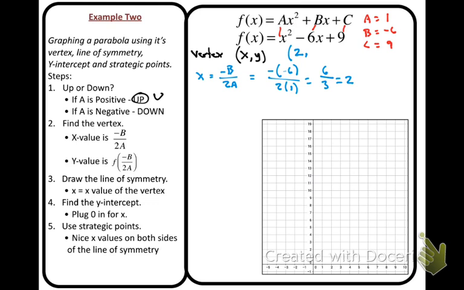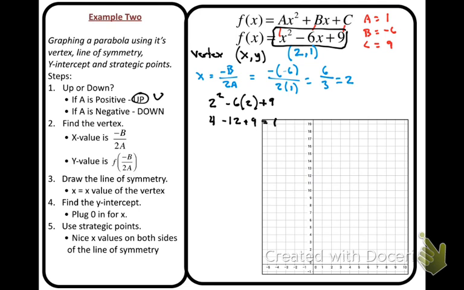Now to find the y value of the vertex, we have to take our x value and plug it back in. And we're going to plug it back into here. Right, so I know x is 2. I've got to plug 2 in. So that's 2 squared minus 6 times 2 plus 9. Simplifying that out, that's 4 minus 12 plus 9. 4 minus 12 is -8, plus 9 is a +1. So my vertex is at (2, 1).